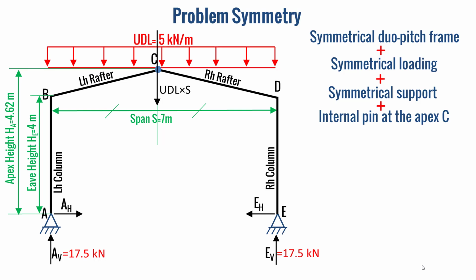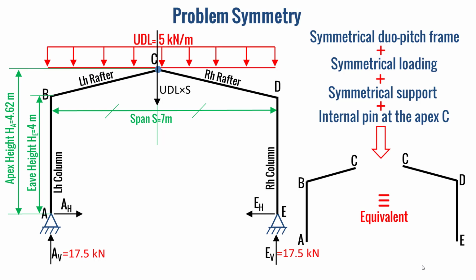These symmetries will induce a problem symmetry, and our problem can be subdivided into two parts: the left hand part ABC and the right hand part EDC.